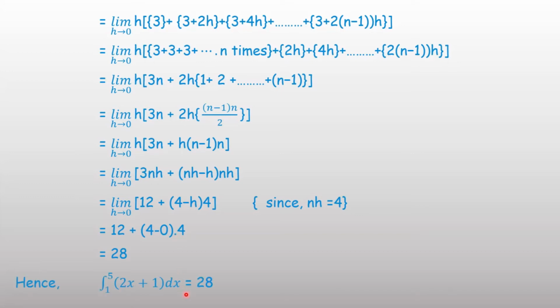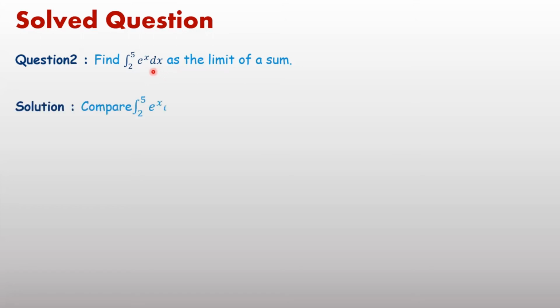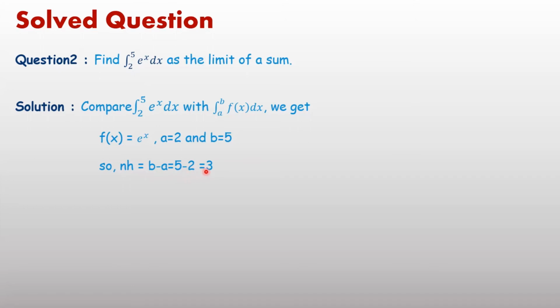In this pattern, if any question is given based on definite integral, we can solve it using the limit of sums. One more question. Find the integration of 2 to 5 e power x dx as the limit of sum. Now, here f(x) equal to e power x, a equal to 2 and b equal to 5. Easily we can write, and then nh equal to b minus a equal to 5 minus 2 equal to 3.